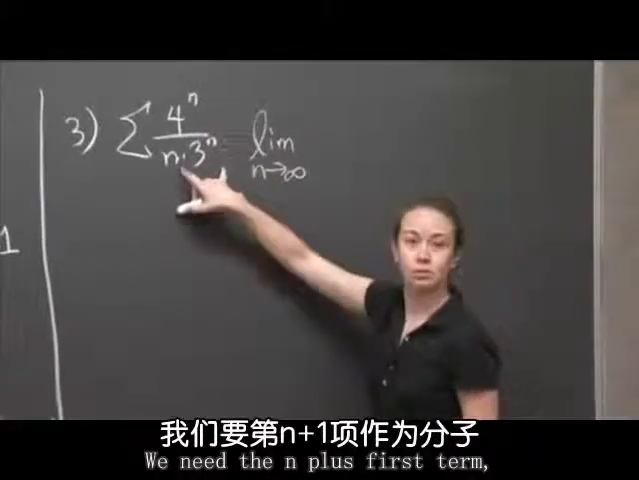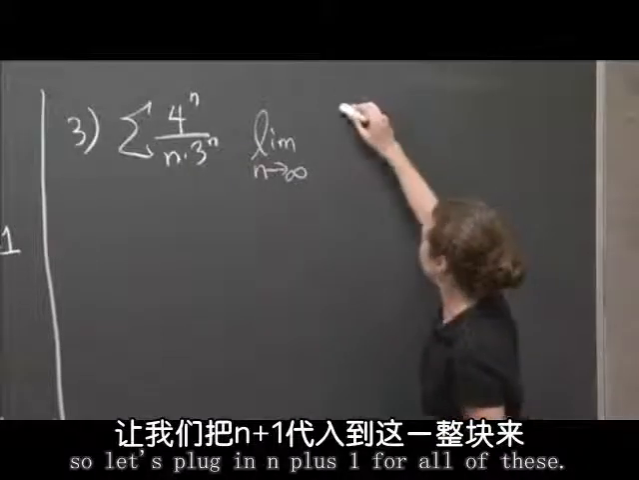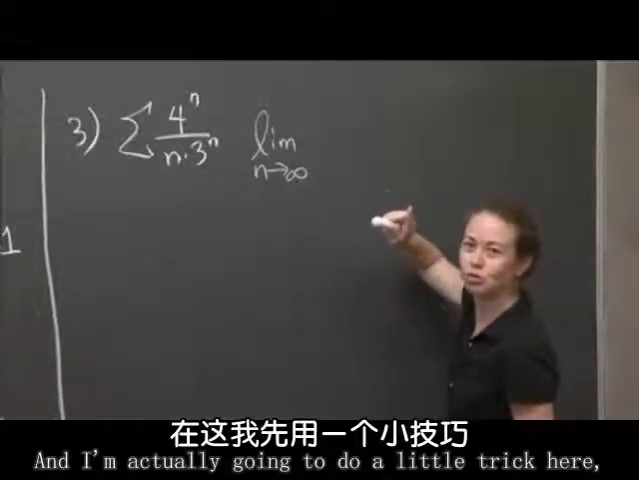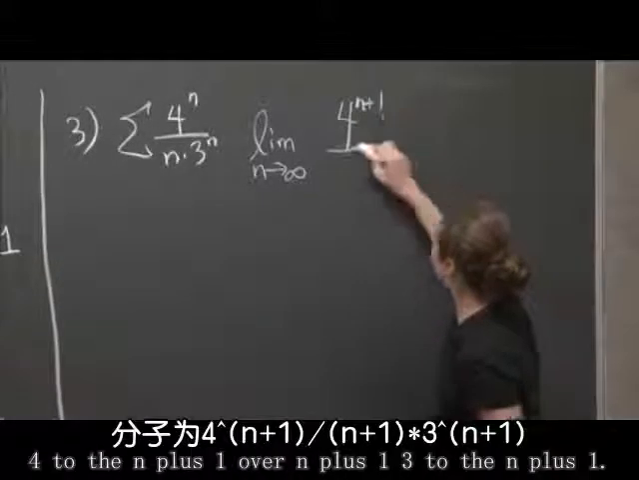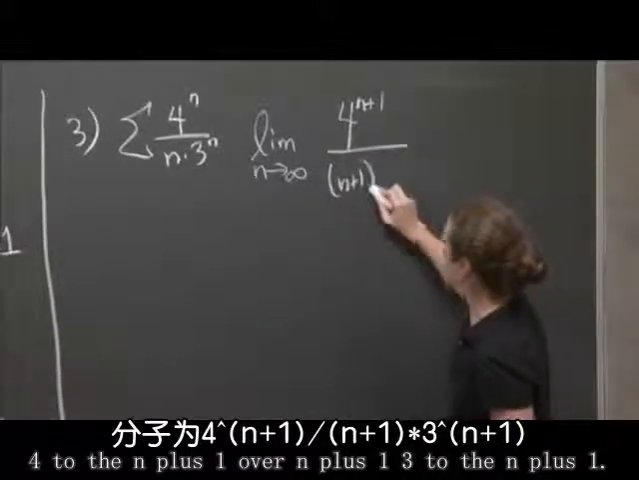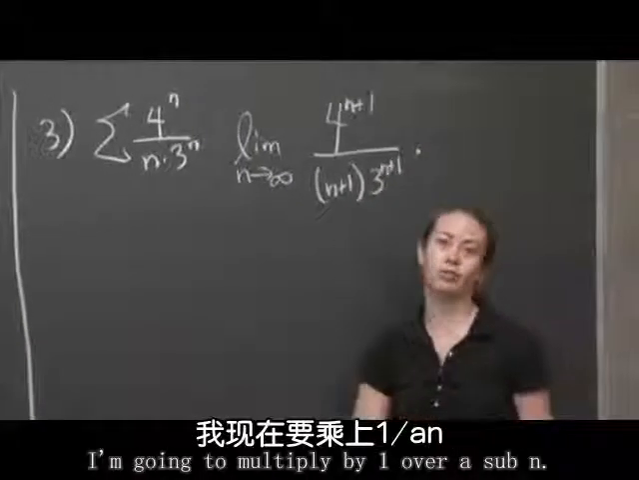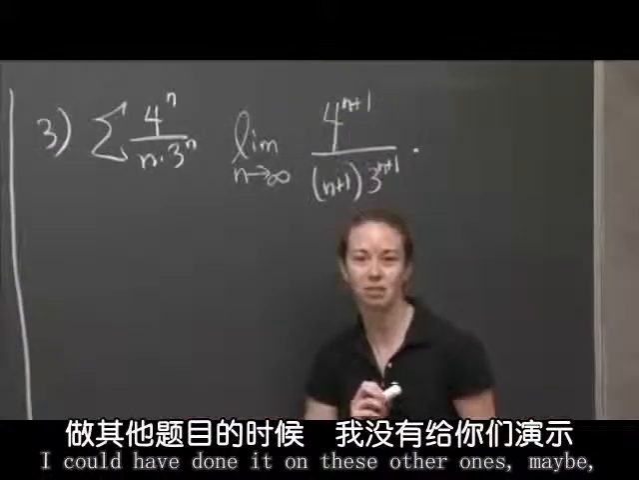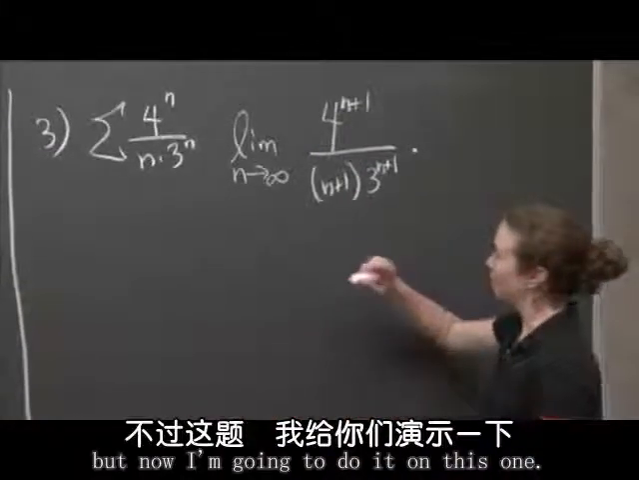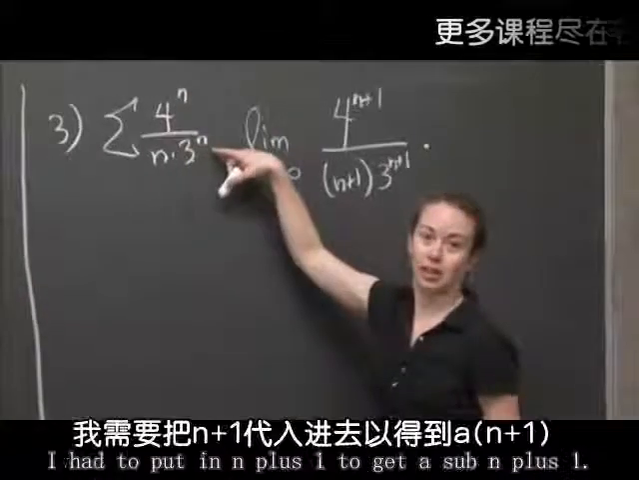We need the n plus first term, so let's plug in n plus 1 for all of these. And I'm actually going to do a little trick here, and I'll explain it as I go. 4 to the n plus 1 over n plus 1, 3 to the n plus 1. I'm going to multiply by 1 over a sub n, because sometimes that's a lot easier to do. I could have done it on these other ones maybe, but now I'm going to do it on this one. So this is actually what the a sub n is going to look like, right?